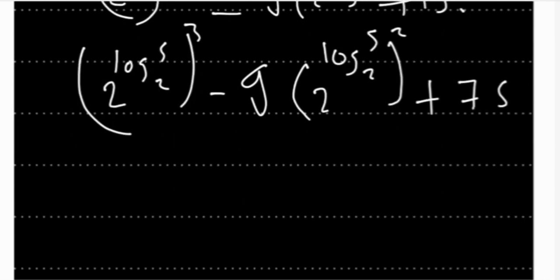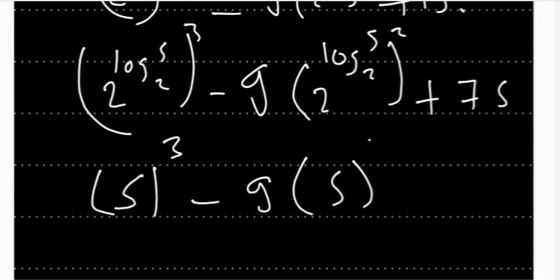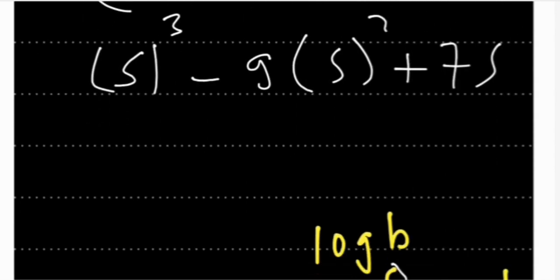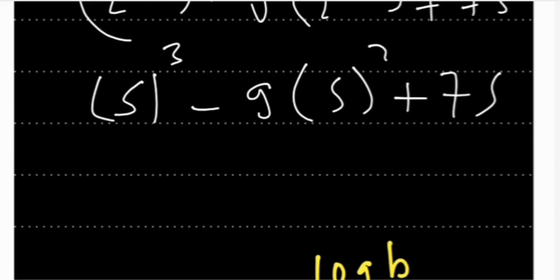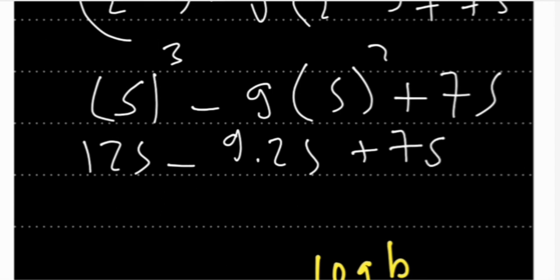Now we will have that this will cut because of the property I just showed you. So 5 cubed minus 9 multiplied by 5 squared plus 75. Now 5 cubed is, I think we already did this. It gives us minus 25, right? 5 cubed is 125 minus 9 multiplied by 25 plus 65.